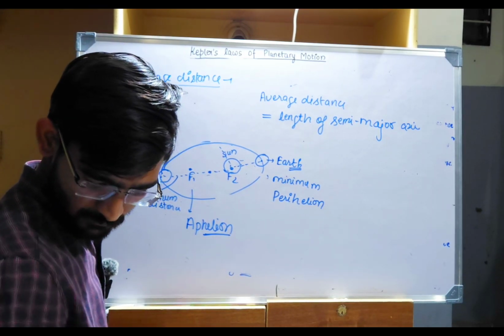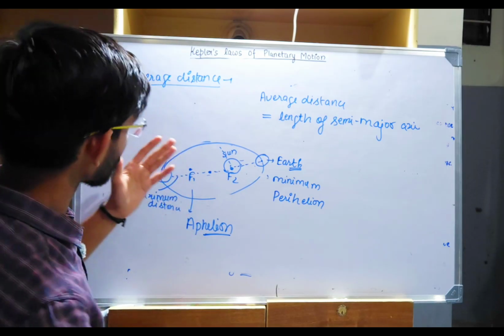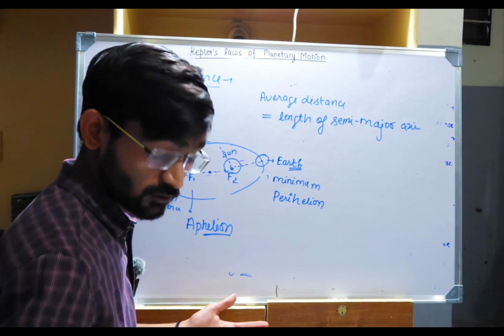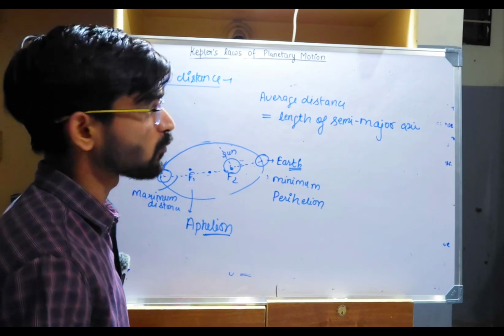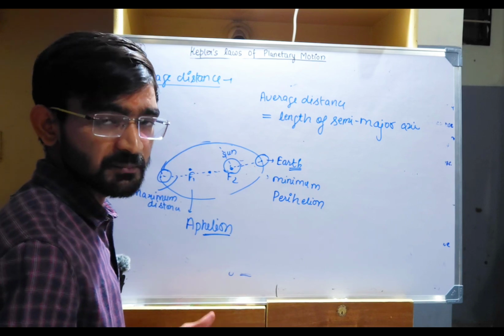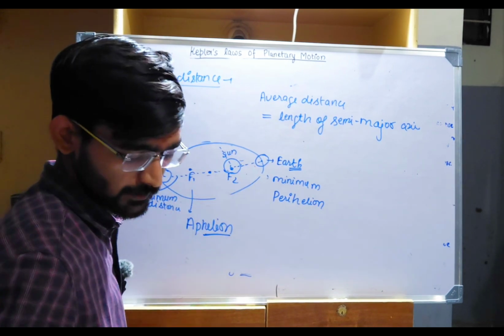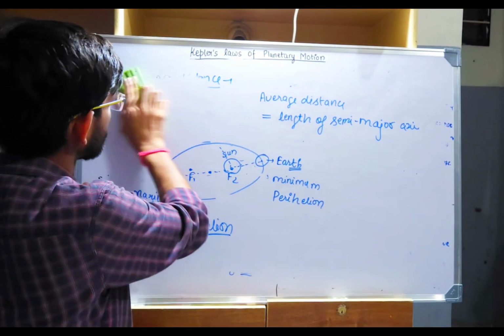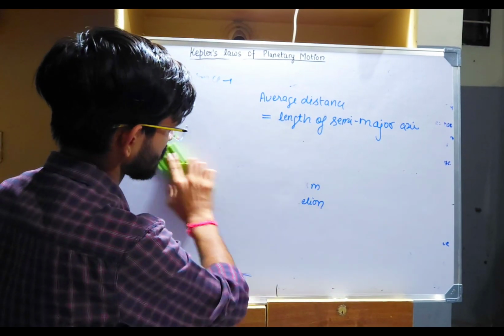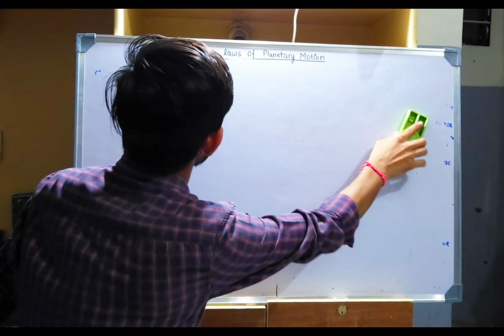So first law is clear. According to first law, all the planets revolve around the sun in an elliptical path, and the sun is situated at one of the two foci. Now we will see the second law of Kepler.